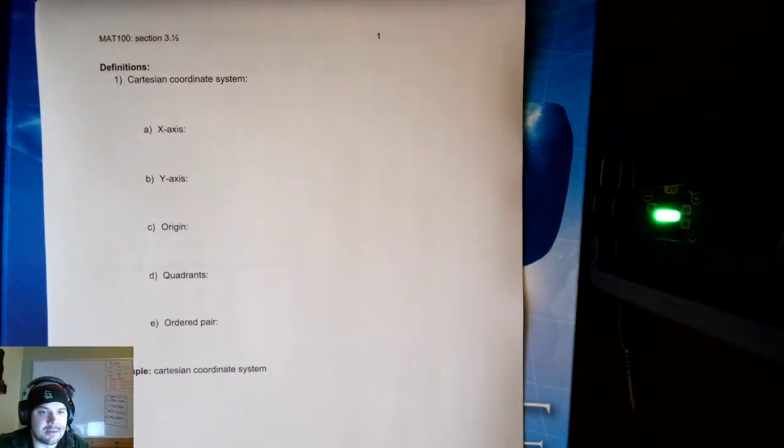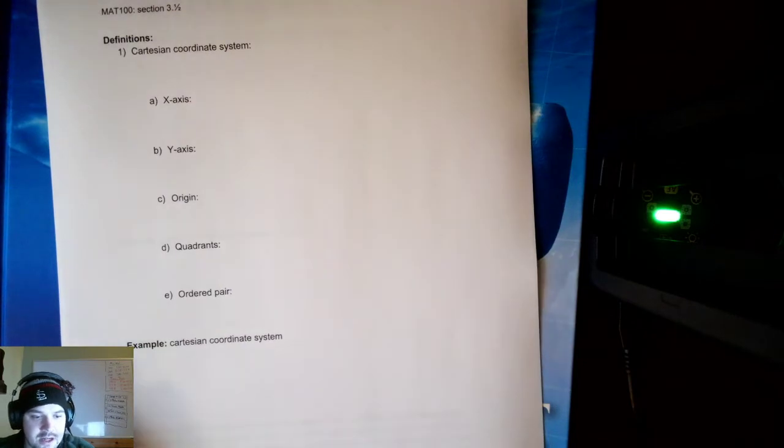Today we're going to be talking about Math sections 3.1 and 3.2 for Math 100. And let's start off with a bunch of definitions. We're going to be kind of jumping back and forth from top to bottom here. As we define things, we'll be drawing a picture to correspond with them. So first, the Cartesian coordinate system.